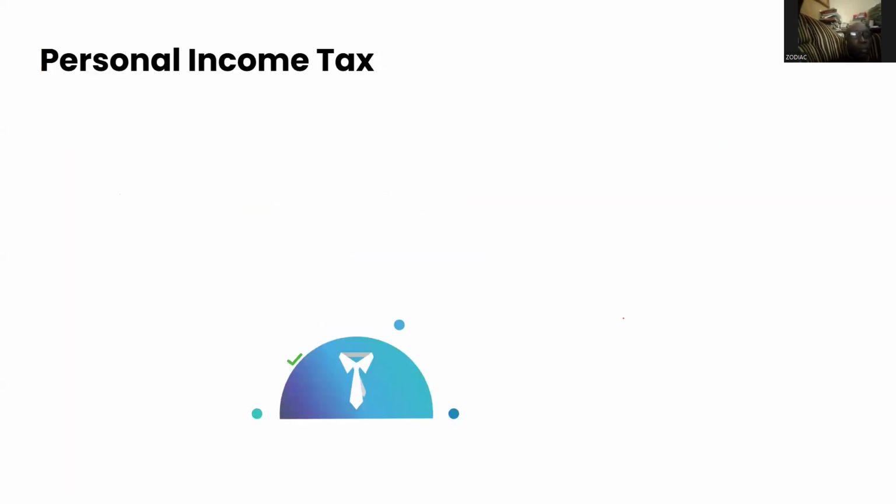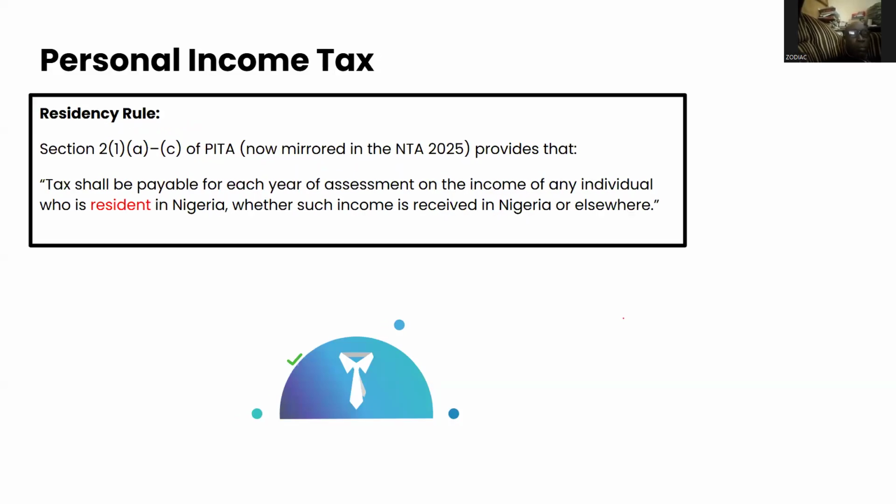So moving on, we're getting close to the finish line. So let's look at personal income tax. Section 2, subsection 1A to C of personal income tax, now mirrored in the Nigerian Tax Act 2025, provides that tax shall be payable for each year of assessment on the income of any individual who is resident in Nigeria, whether such income is received in Nigeria or elsewhere. So we're trying to explain the residency rule around personal income tax, right?